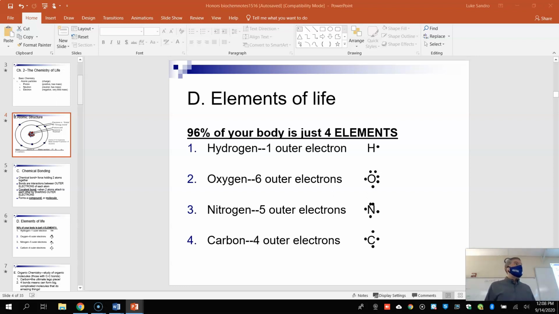We're going to need that information from the column number. The 1, the 6, the 5, and the 4. And we use Lewis dot structures to turn that into an answer. How many bonds can it make at once?